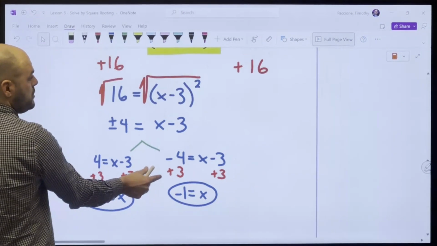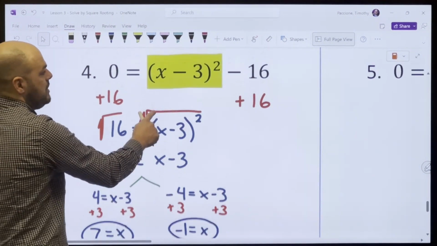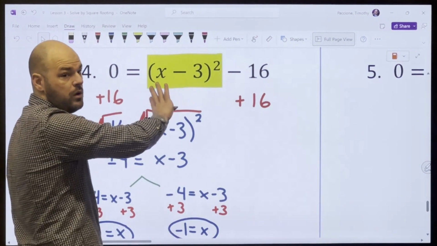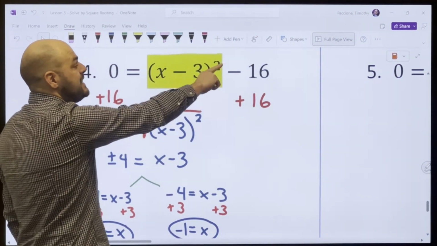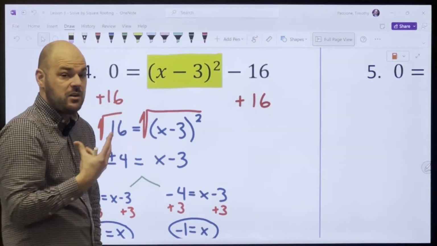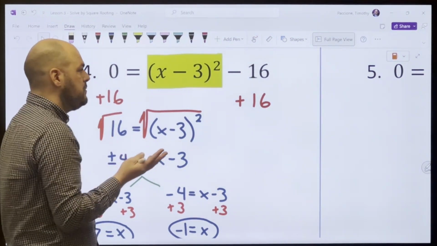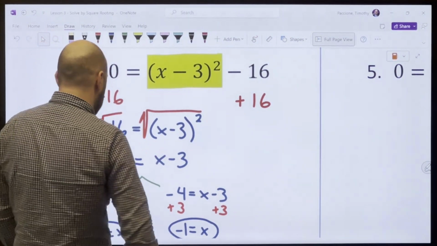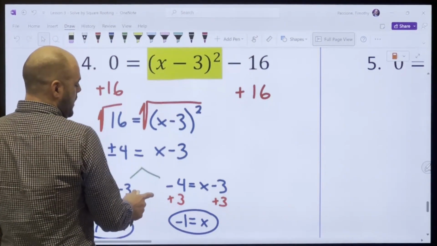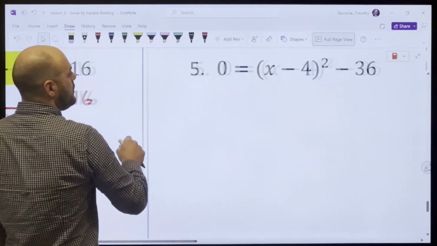and both of those would make the original equation true. If I plugged in 7 here, think about it. 7 minus 3 is 4. 4 squared, 16. 16 minus 16 is 0. Negative 1 minus 3, that would be negative 4 squared. Negative 4 squared is 16. 16 minus 16 is 0, right? Okay. So we always want to account for both solutions. All right, let's look at another example.